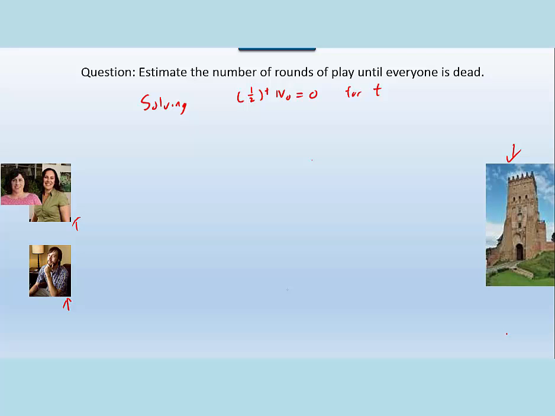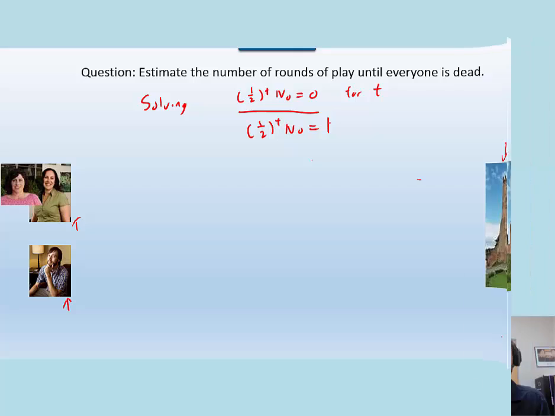So you could use the same philosophy in the previous problem, and instead of solving this equation, figure out the time t until there's 1 student remaining, and that would give you a decent estimate of the time it will take until everyone's dead.